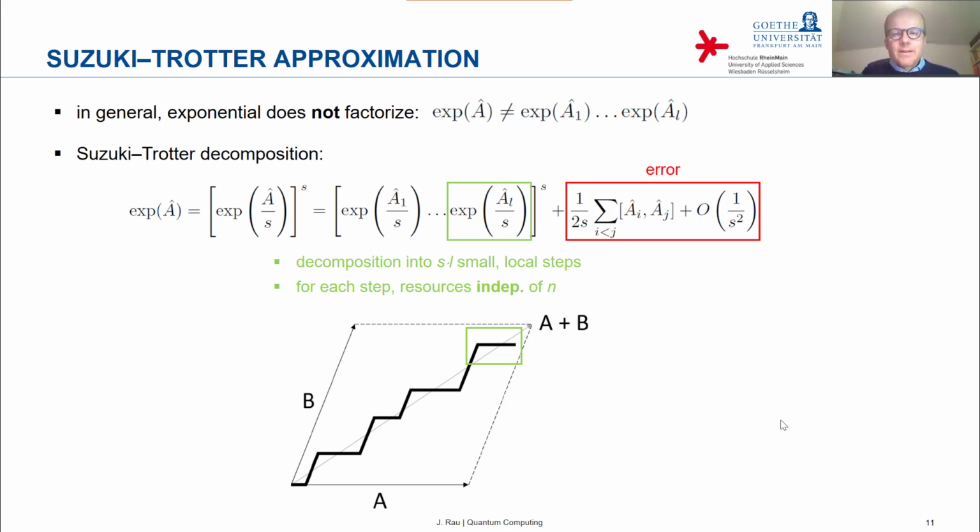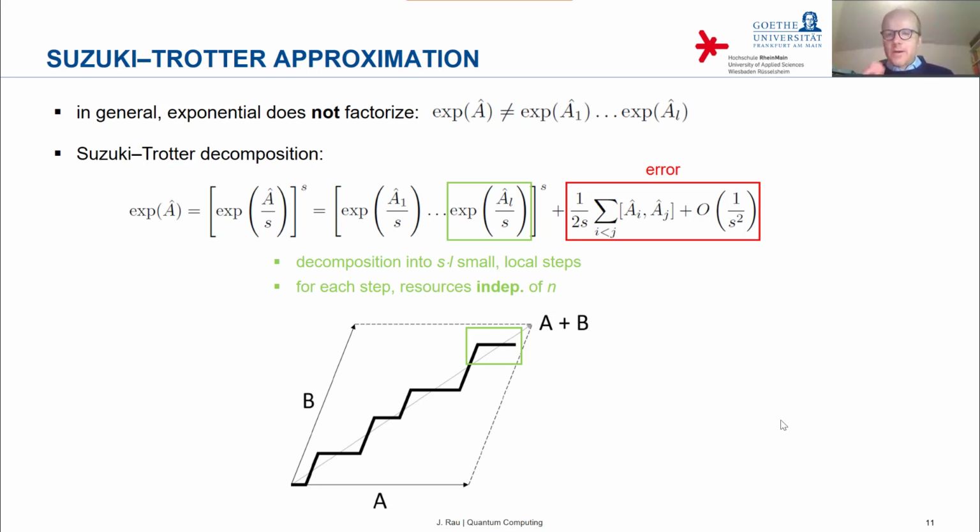Good enough means that we specify some maximum error that we allow. So we specify an upper bound for the error. And then we ask how many resources we need in order to achieve a simulation whose error does not exceed this upper bound, stays below this upper bound.